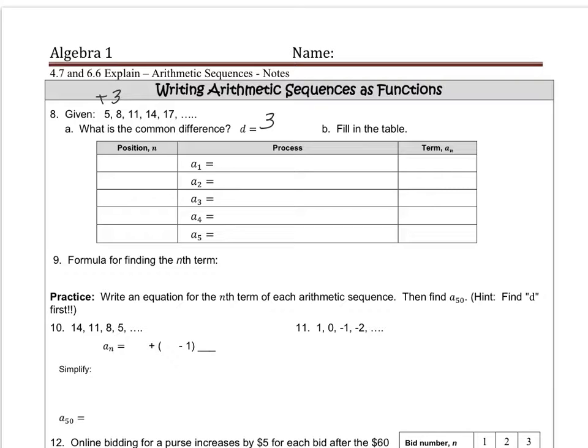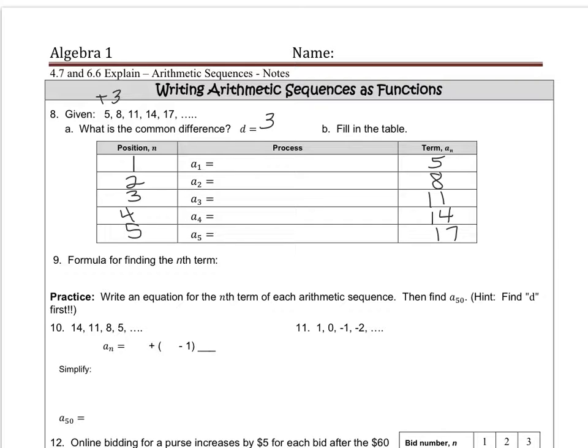So let's just fill in the table. For position 1, our term is 5. In position 2, our term is 8. In position 3, our term is 11. In position 4, our term is 14. In position 5, our term is 17. But let's look at what the process is behind it.